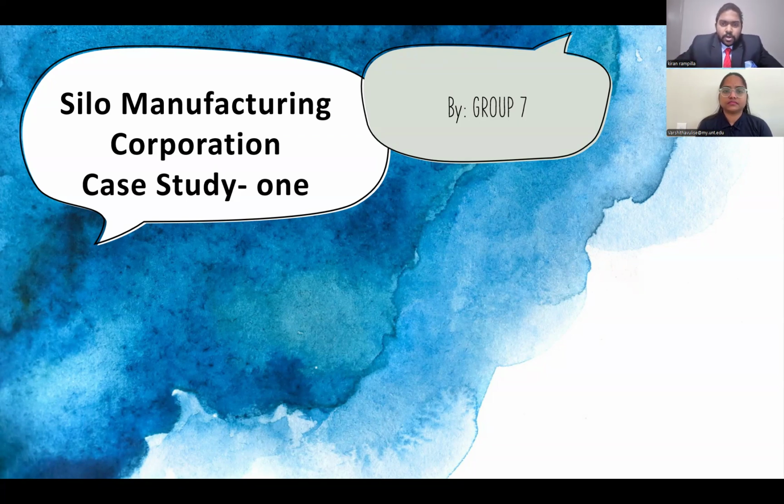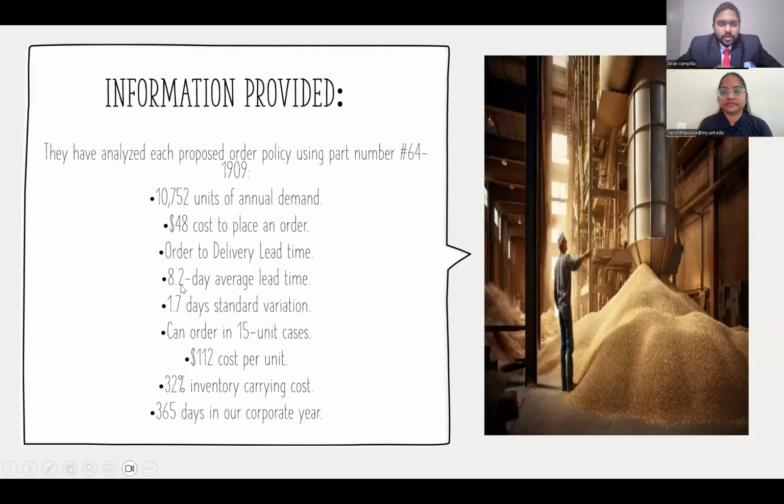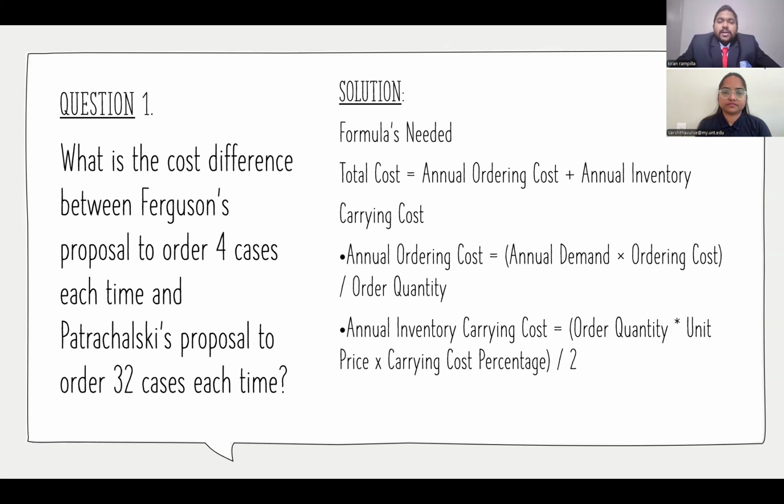We got some information about inputs we needed, like annual demand, ordering cost per unit, carrying cost per unit, and inventory cost per unit, as well as some delivery lead times. Going to question 1, we'll discuss the cost difference between Ferguson's policy and Patrachalski's policy, where they debate the number of cases to be ordered. Ferguson proposes to order 4 cases and Patrachalski proposes to order 32 cases.